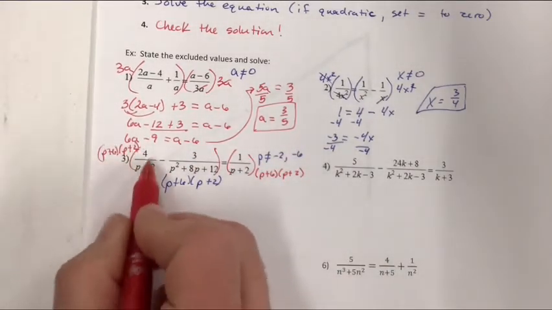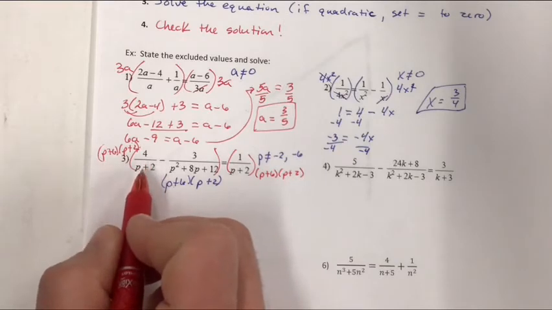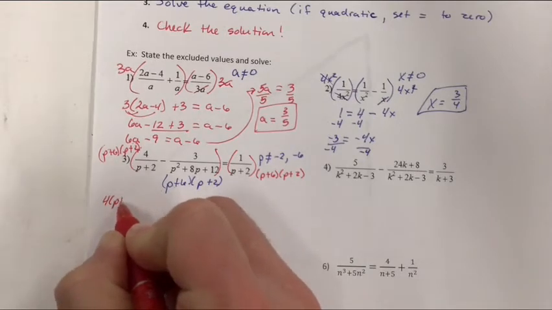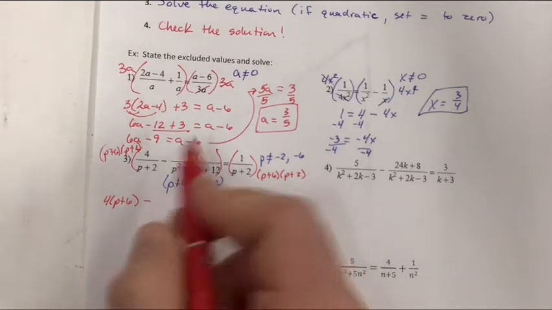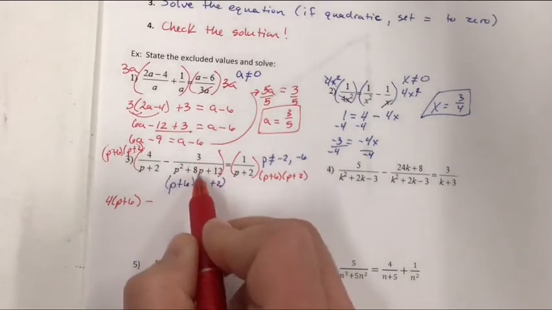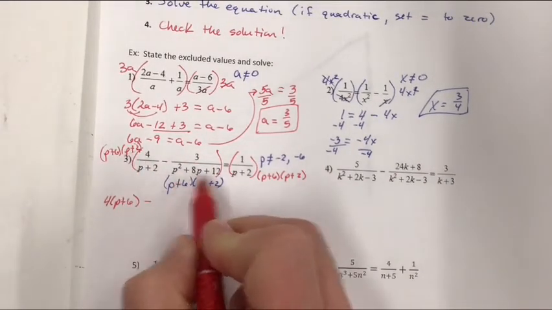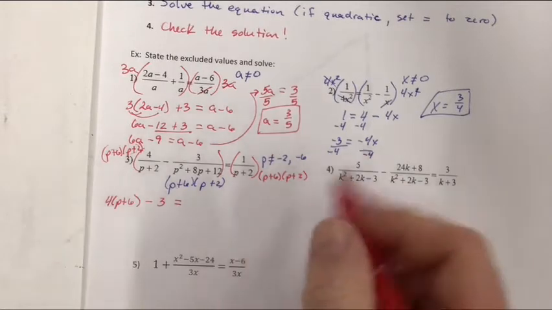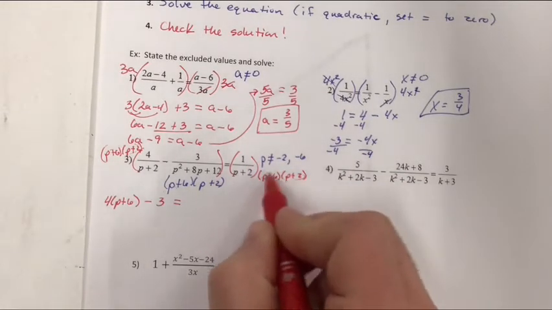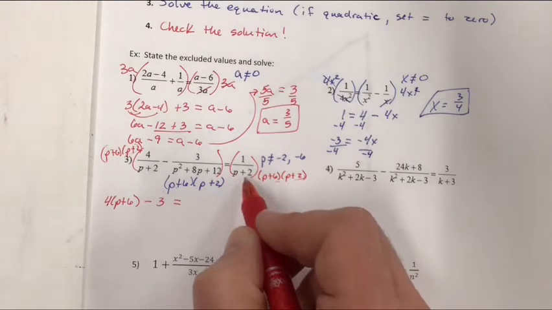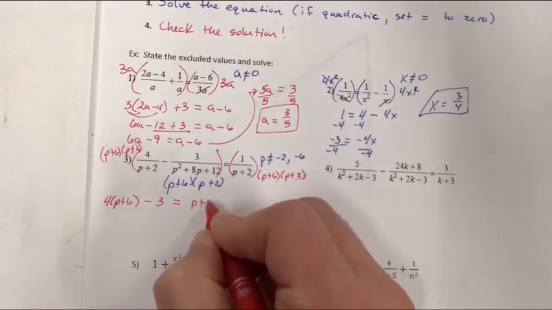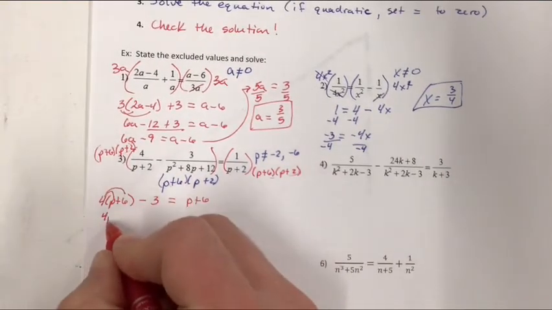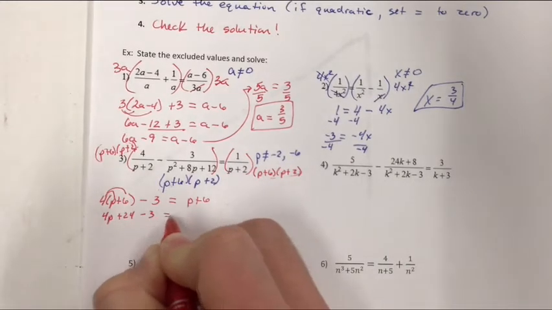Okay, when I multiply all of that times this first rational expression, the p plus 2's cancel. So I have a 4 times p plus 6 minus, when I multiply all of this times this rational expression, remember this is the factored form of that denominator, so it completely cancels, leaving just 3. That equals, on this side, when I multiply this by this rational expression, the p plus 2's cancel, so I'm left with just a p plus 6. And now I can start to simplify and solve. I distribute, giving me 4p plus 24 minus 3 equals p plus 6.